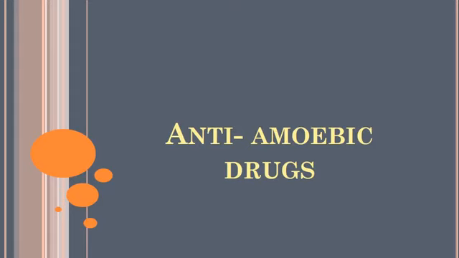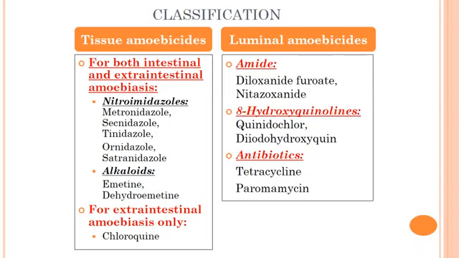Now, anti-amoebic drugs. First of all, classification. There are mainly two groups, tissue amoebicides and luminal amoebicides. Tissue amoebicides are again divided into two. First, drugs for both intestinal and extraintestinal amoebiasis, which include nitroimidazoles and alkaloids. Nitroimidazoles are metronidazole, secnidazole, tinidazole, ornidazole, satranidazole. Alkaloids such as emetine and dehydroemetine. For extraintestinal amoebiasis only, chloroquine.